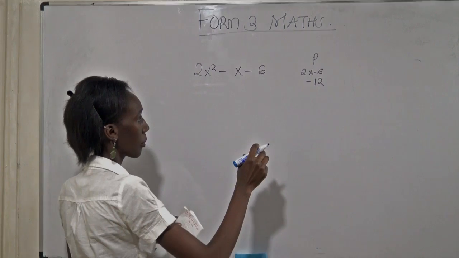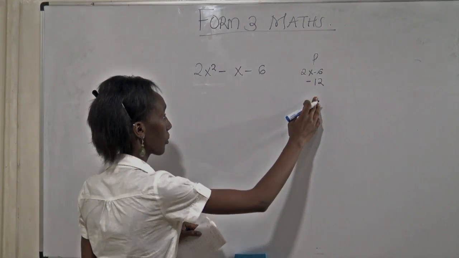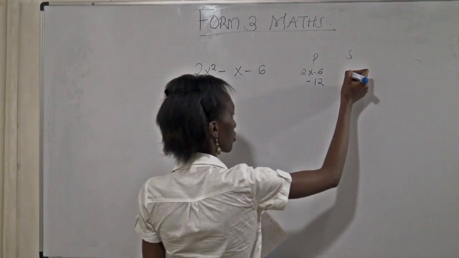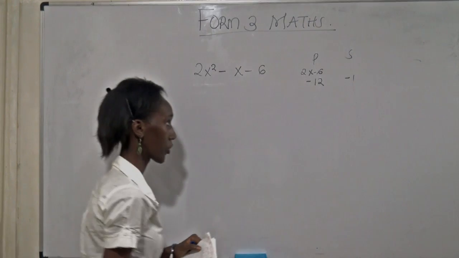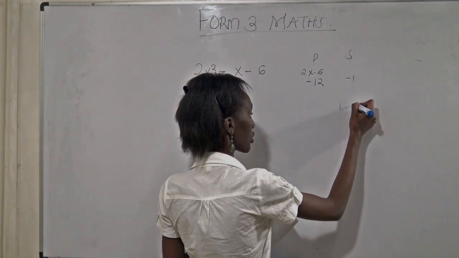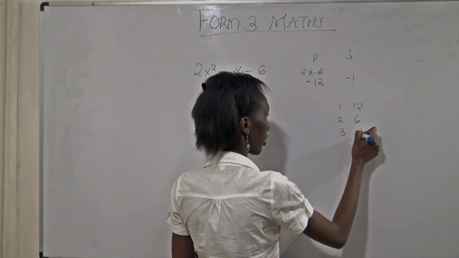So look for two sets of numbers. When you multiply them, they give you negative 12. Then look for the same set of numbers. When you add them, they're supposed to give you a negative 1. So look at all the factors of 12. So we have 1 and 12, 2 and 6, 3 and 4.